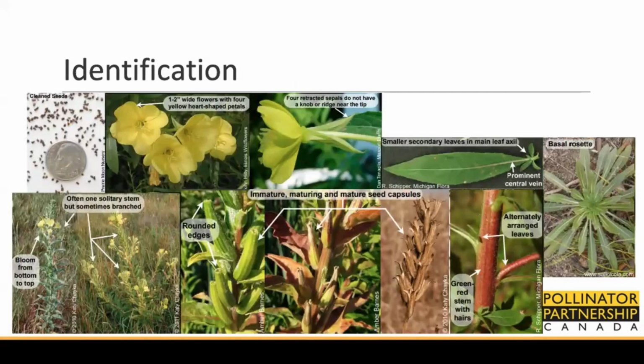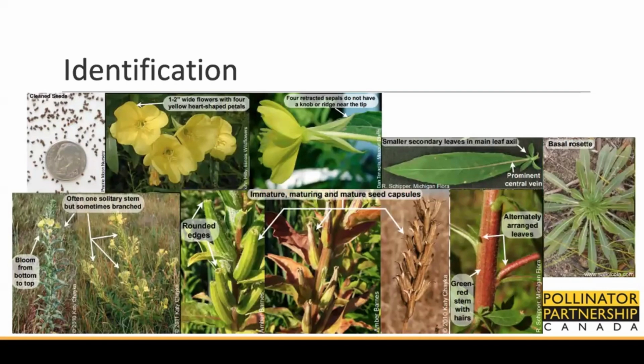If you take a look at the photo in the middle top, you can see that the flowers have 4 retracted sepals, which are the structures opposite to the petals. And these sepals do not have a knob near the top, which is going to help you distinguish it from other species, as you'll see in the slides to come.